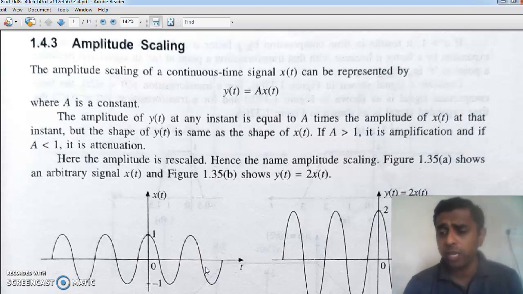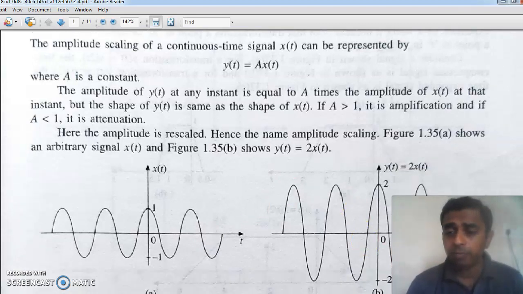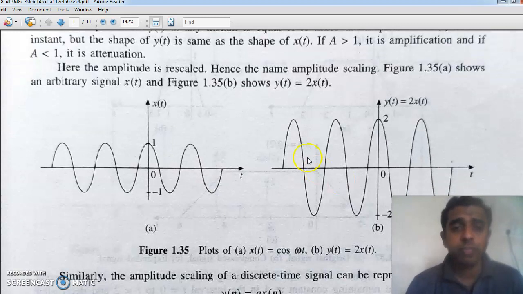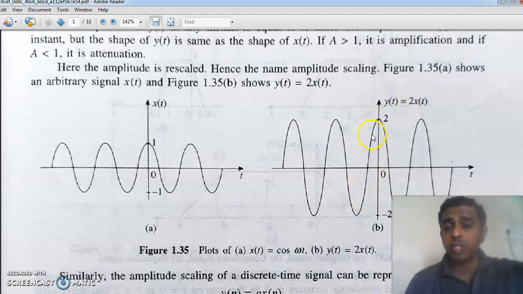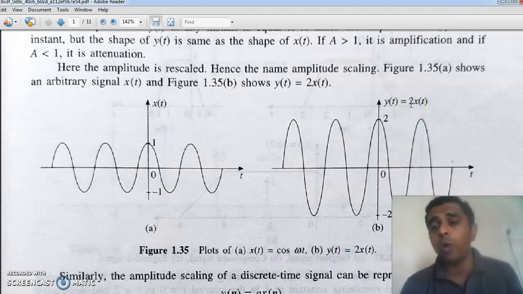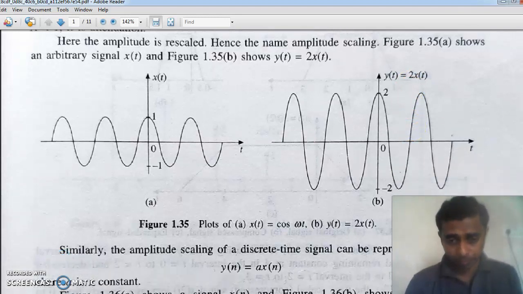Amplitude scaling is very simple. If this is x of t, and I multiply my x of t with a scalar, that is some constant, here I am multiplying with 2, what happens? The amplitude increases twice. Rather, if I multiply this with a scalar which is less than 1, what happens? The amplitude reduces. So if the scalar quantity is greater than 1, that results in amplification, and if the scalar quantity that you are multiplying is less than 1, that becomes an attenuation. That is called amplitude scaling.